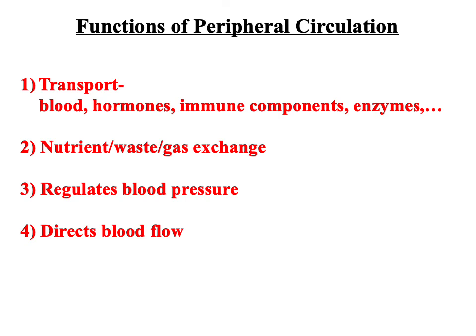This is the last of our cardiovascular system chapters. We've seen the blood, we've been through the heart, and now we're going to end with peripheral circulation, which is just blood flow through the body.